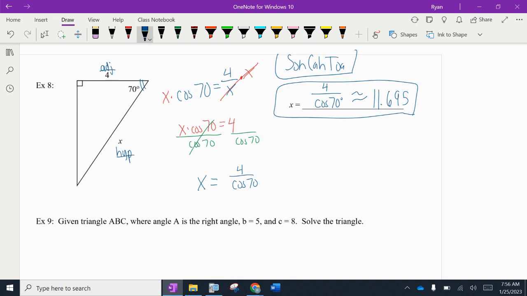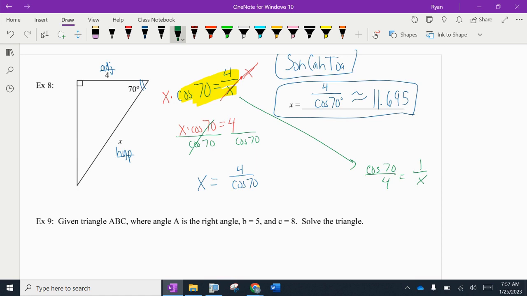Could you just divide by 4? I'm going to have 4 over x. So this was the original equation we got using SOHCAHTOA. If you had divided both sides by 4, you would have gotten cosine of 70 over 4 is equal to 1 over x, because the x is still in the denominator.